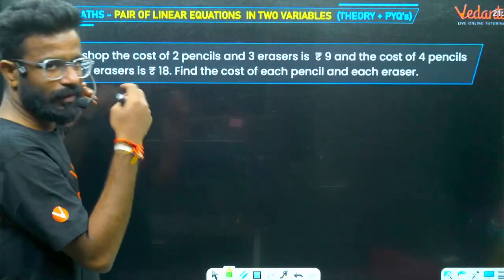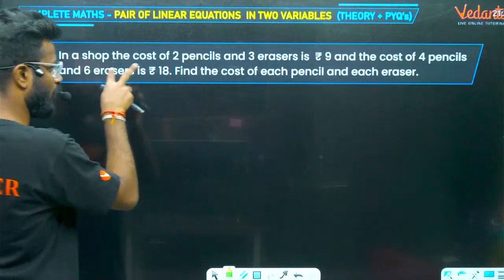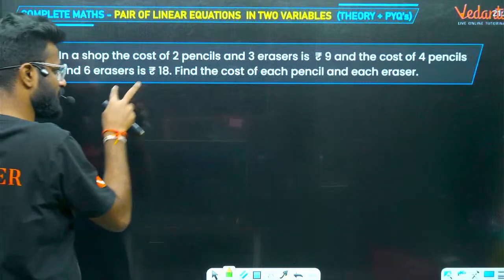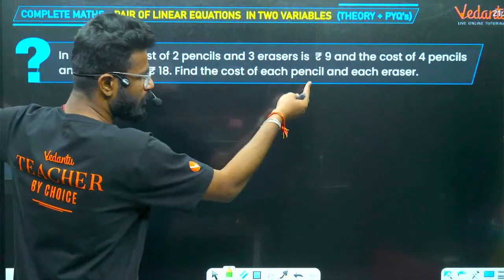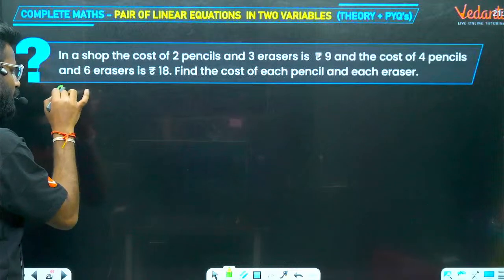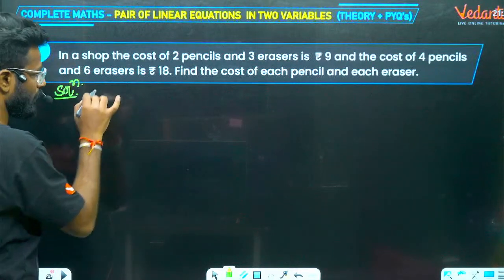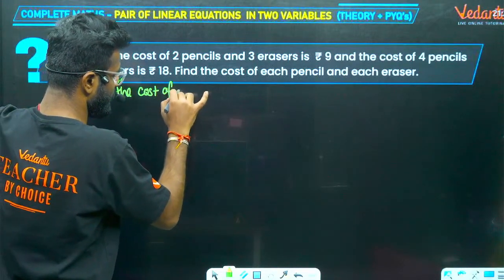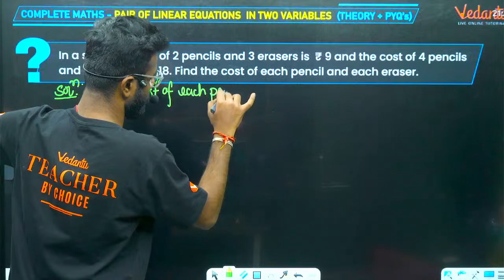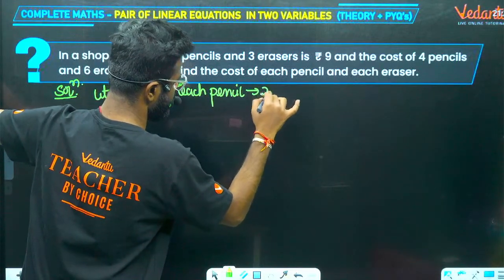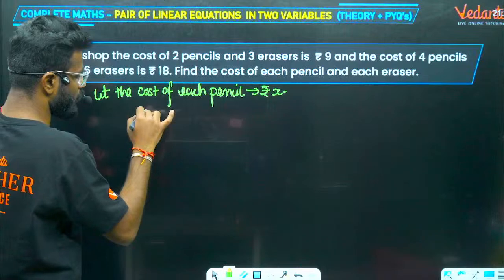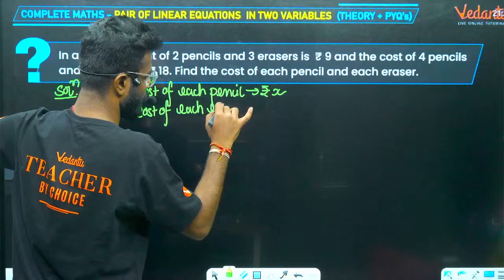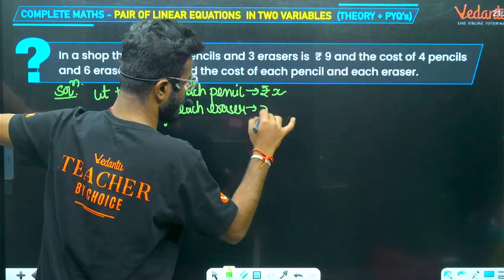Now there is a word problem. In a shop, the cost of 2 pencils and 3 erasers is rupees 9, and the cost of 4 pencils and 6 erasers is rupees 18. Find the cost of each pencil and each eraser. Very easy question. Let the cost of each pencil be rupees X and the cost of each eraser be rupees Y.